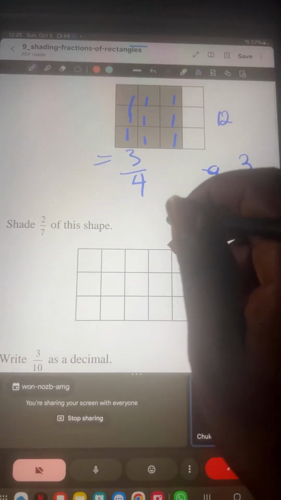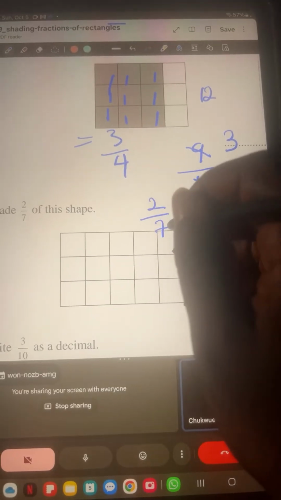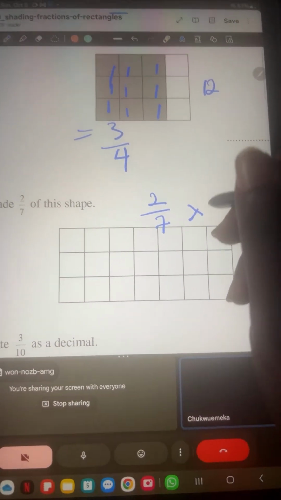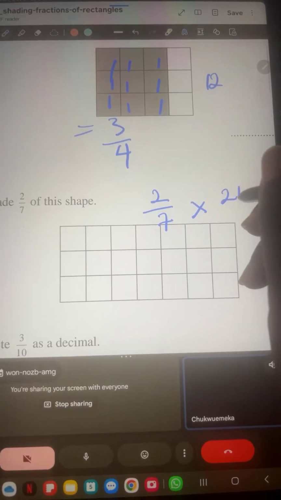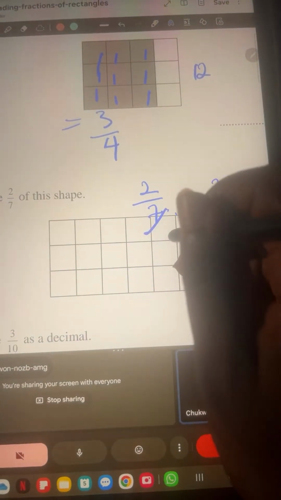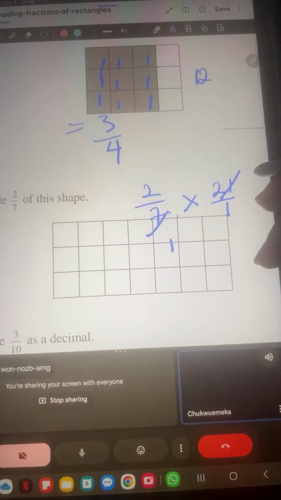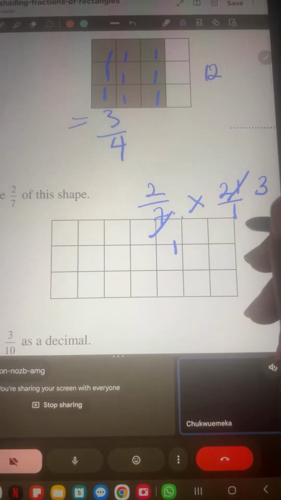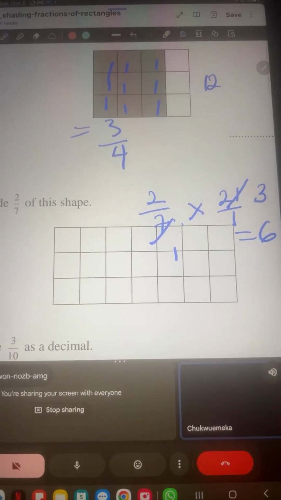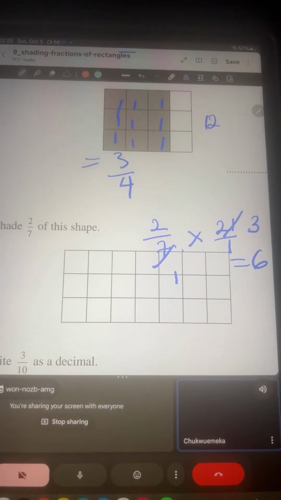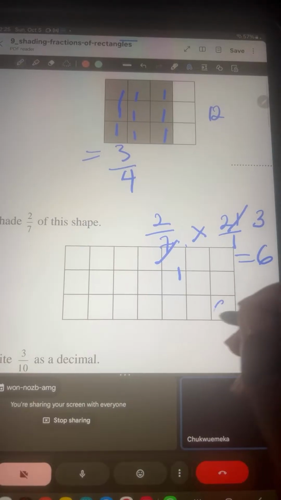So 2 out of 7 means 2 over 7 times 21 small squares. 7 divided by itself is 1. 21 divided by 7 is 3, isn't it? Then 2 times 3 is equal to what? 6. Does that make sense? So meaning that we are shading 6.